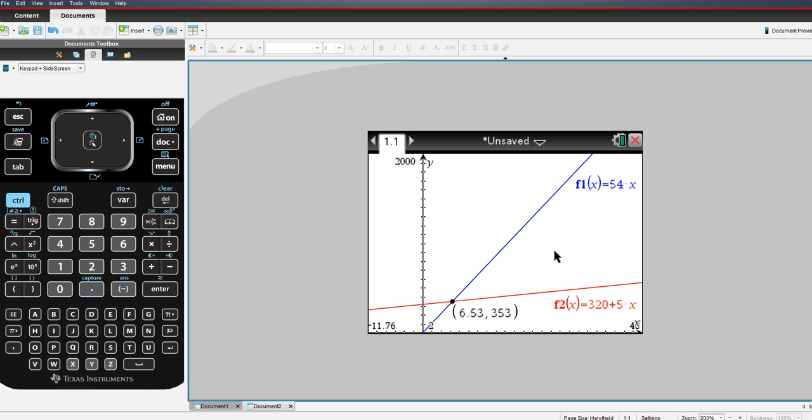What this means is that for the first 6.5 months, cloth nappies will be more expensive. And they're more expensive because it costs $320 to buy the cloth nappies in the first place. But then, each month, it only costs $5 to wash them. However, for disposable nappies, it costs almost nothing at the start. That's down here. But then for each month, it costs $54. And hopefully you can use that information to help you answer the questions below.